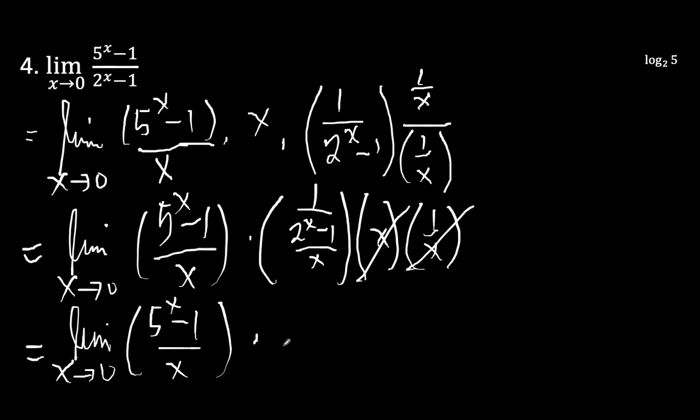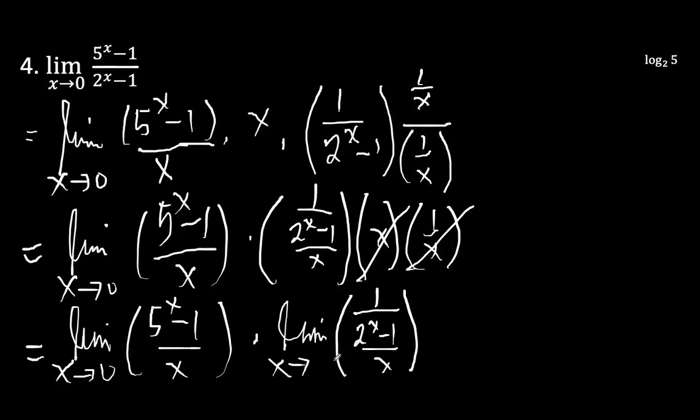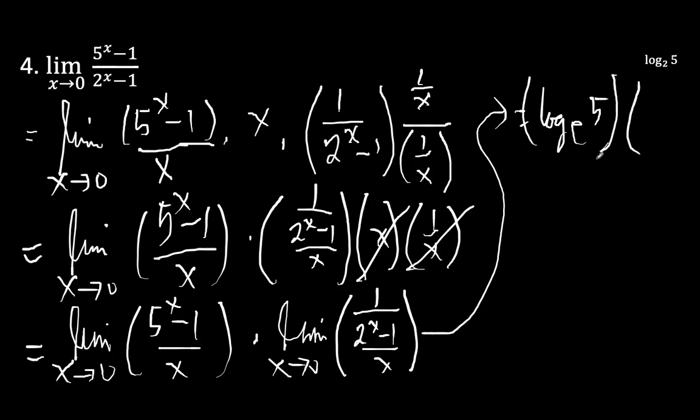Okay, times the limit of 1 over 2 raised to x minus 1 all over x as x approaches 0. Okay, here we go. So what is the limit here? And the limit here is equal to the logarithm of the base of the given, that's 5, base e. And here, the limit of 1 is 1 over, what is the limit of this expression?